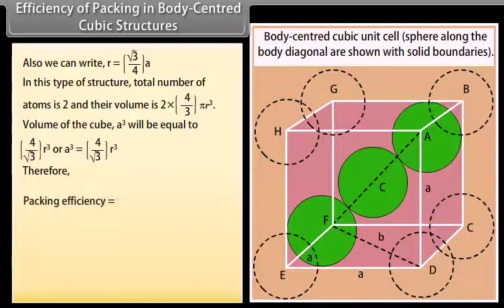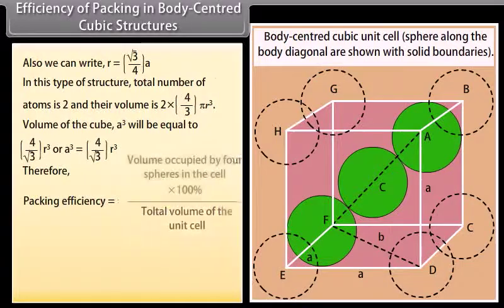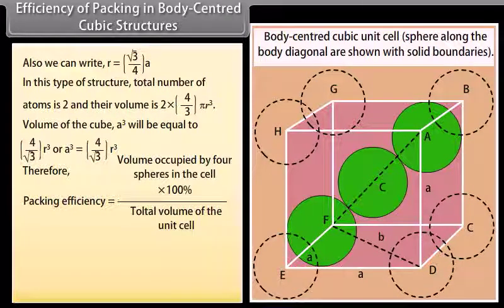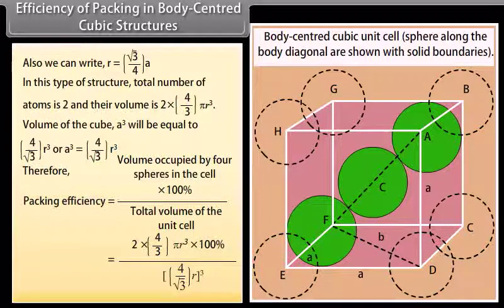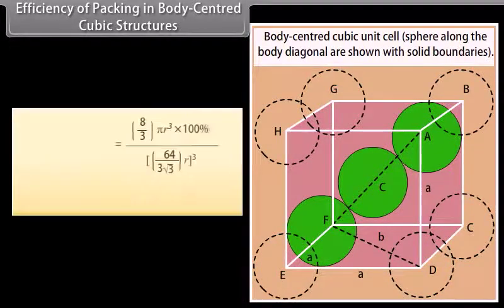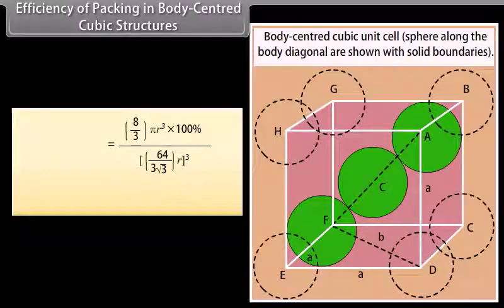Therefore, packing efficiency is equal to volume occupied by two spheres in the cell into 100 upon total volume of the unit cell, which is equal to 2 into 4/3 pi r cube into 100 upon (4 upon square root 3 r) cube, which is equal to 8/3 pi r cube into 100 upon 64 upon 3 square root 3 r cube, which is equal to 68%.